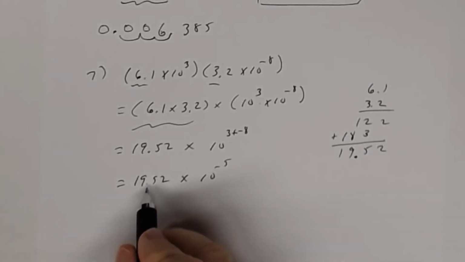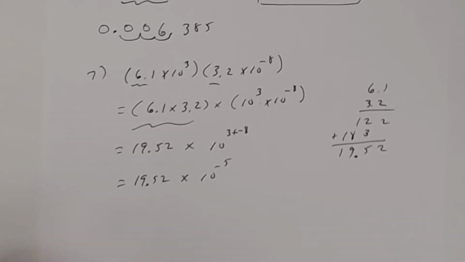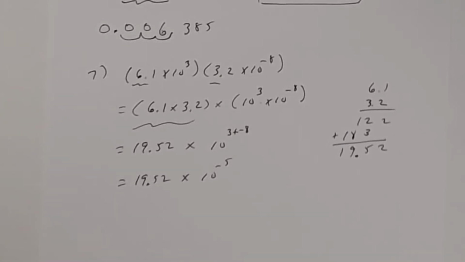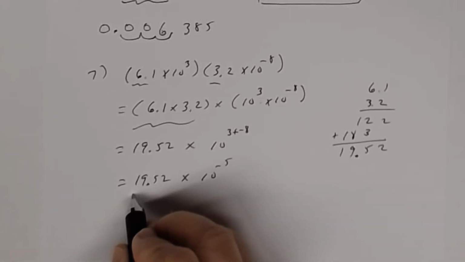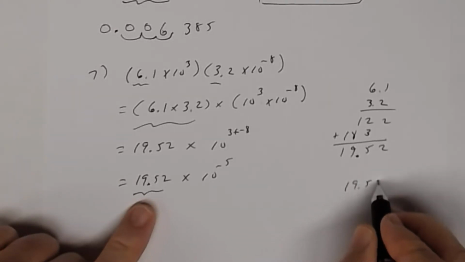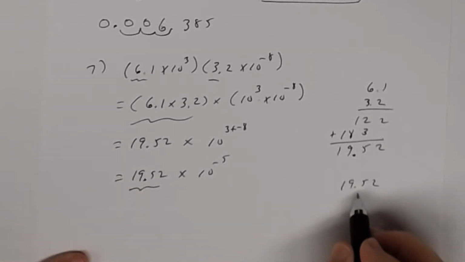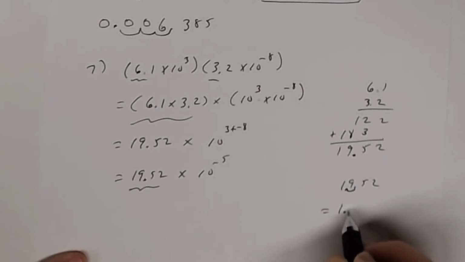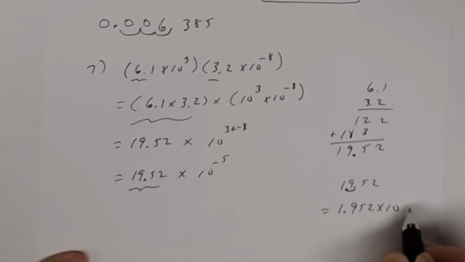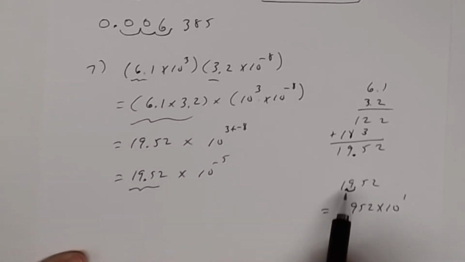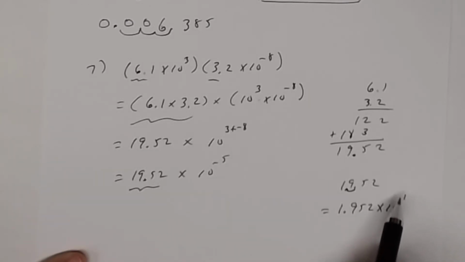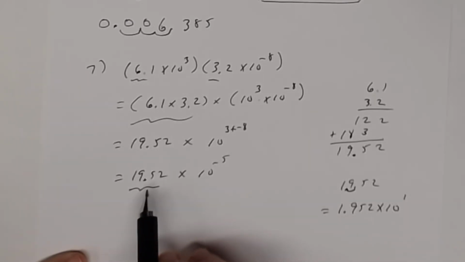But this is not scientific notation, so do not put that as your answer. In scientific notation, you have to have 1 digit in front of the decimal point. You have 2 here. So what we have to do is rewrite 19.52 in scientific notation. So I'm going to move the decimal point to the left. And so when I move the decimal point to the left, I get 1.952 times 10 to the first power. Whenever you move the decimal point to the left, when putting it in scientific notation, the exponent is positive. So I'm going to rewrite this right here using scientific notation.